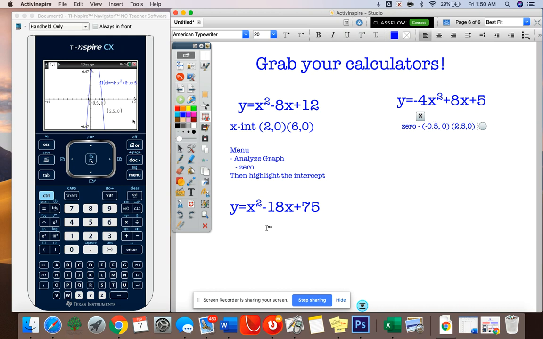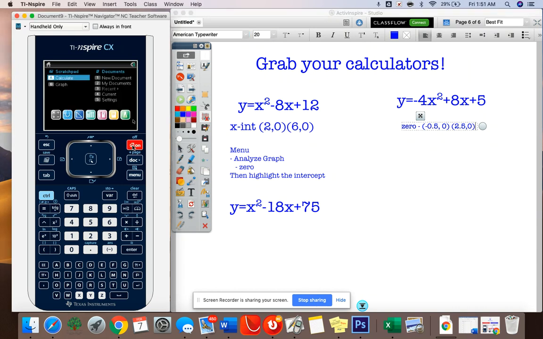Now, I've given you a third equation here. Take a second and try it by yourself. Start a new document and identify those two x-intercepts.